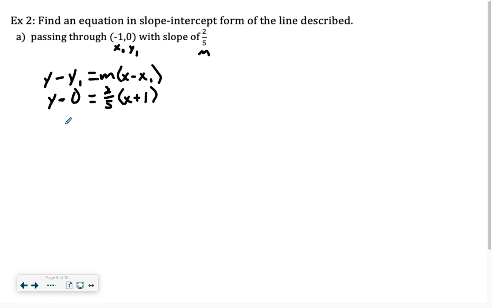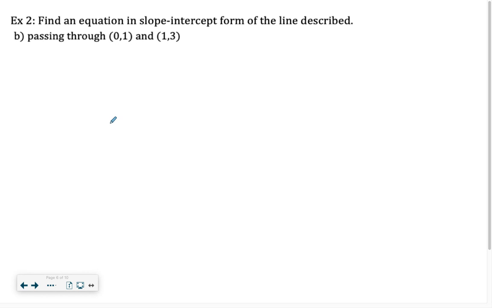And then I can simplify a little bit. Obviously, this would just be y. So then I can distribute my 2/5 through and get 2/5 x plus 2/5. So whenever we're given a point and the slope, I'm going to use point slope and plug in x1, y1, and m. Okay, so this would be my final answer here for part A.